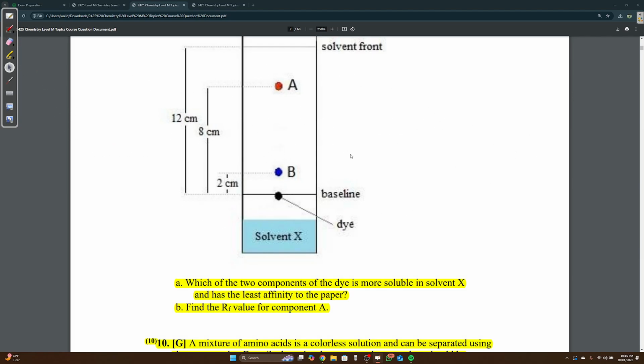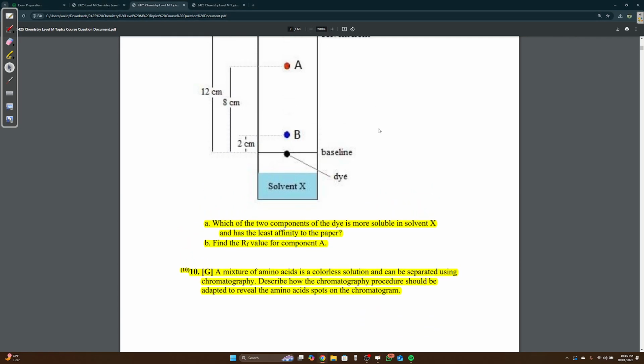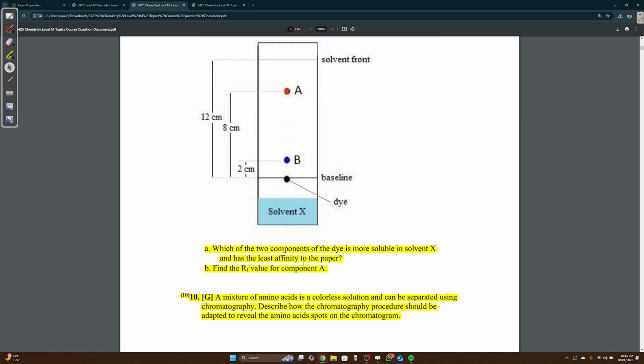Obviously, this is in case they ask it, in case our regional decides to switch up on us and just asks which one has the least affinity, which one has the highest affinity. Okay, so least affinity is the one further away. Okay, find the RF for component A.